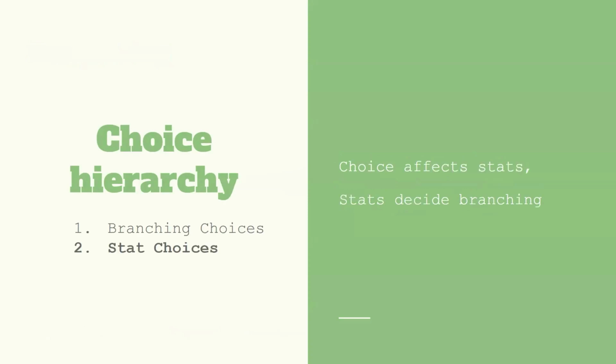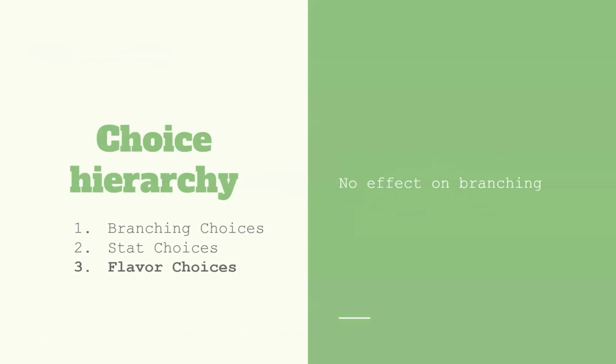Second, we have stat choices. Rather than branching directly, these choices influence stats in the background that then lead to branching at predetermined points in the game. And third, we have flavor choices. These have no effect on the branching, but that doesn't mean that they have no effect at all. Through techniques like the aforementioned broadening, they can lead to minor changes along the way, even if they don't change the overall structure. And their presence alone matters as well because the player doesn't know which choices are important and which aren't. Perceived depth is far more important than what your game actually looks like behind the scenes.